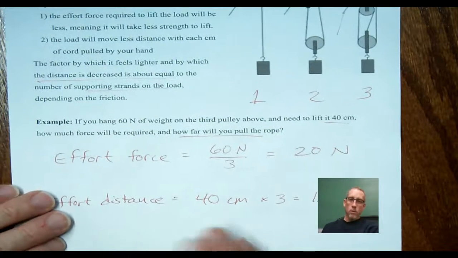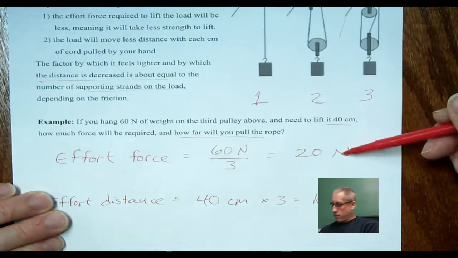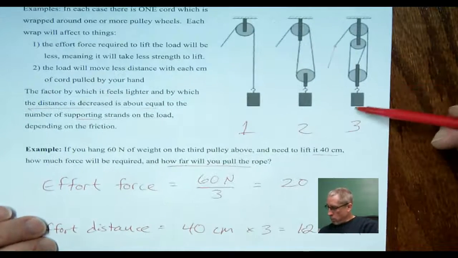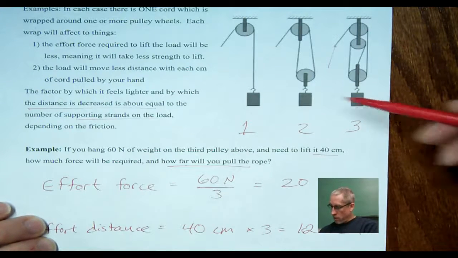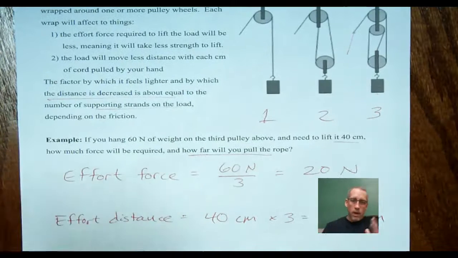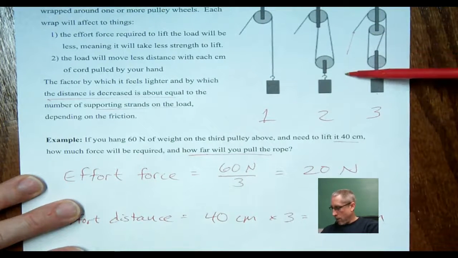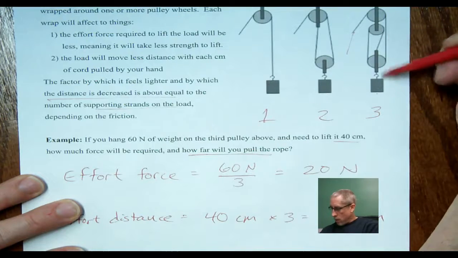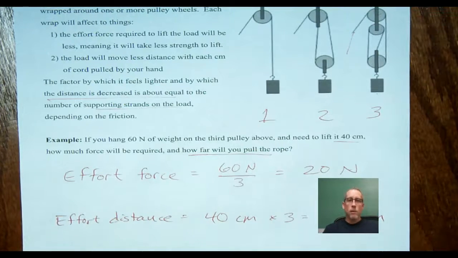So we pull 120 centimeters with 20 newtons of force, and then we're able to move this 60 newton weight by a distance of 40 centimeters. So there you can kind of hear, when you look at all those numbers, the advantage and the disadvantage all together. In addition to the idea that I can stand on the ground and pull down rather than trying to climb up on a ladder or something to lift this thing up. It's a very common way to use this pulley system.